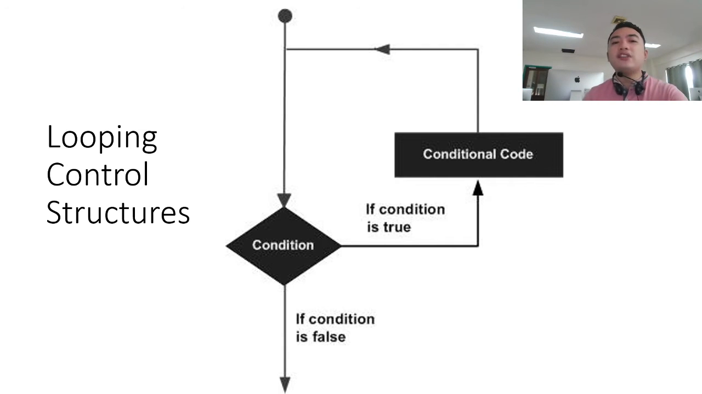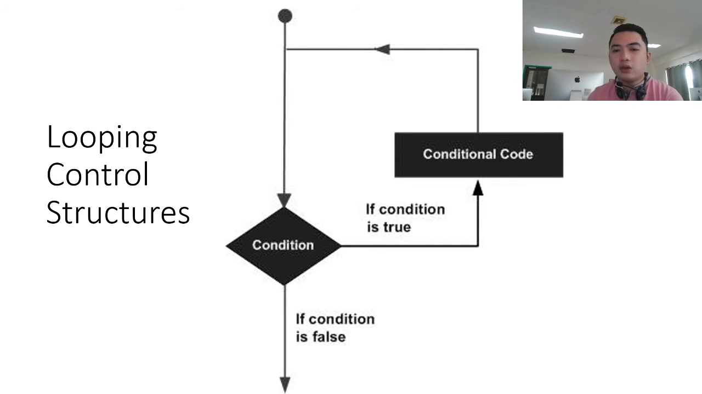So we have a terminal symbol here. It depends, there might be some other codes above or other control flow above. And then once entering the looping structure, it will encounter a condition. If the condition is true, it will execute the code. If the condition is false, it will not execute the code. If the condition is true, it will execute the codes for repetition.